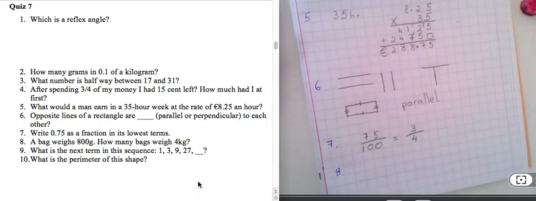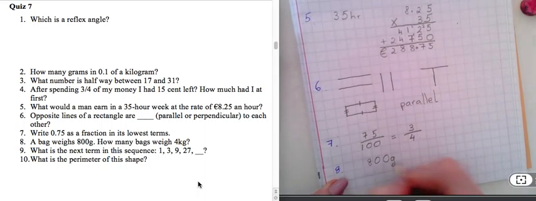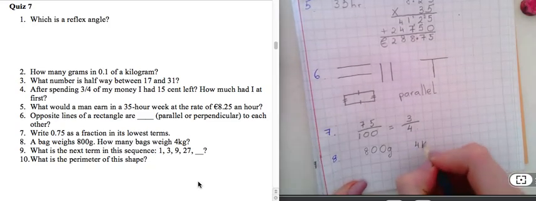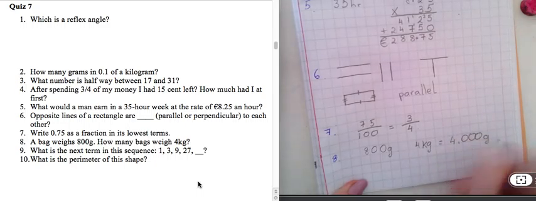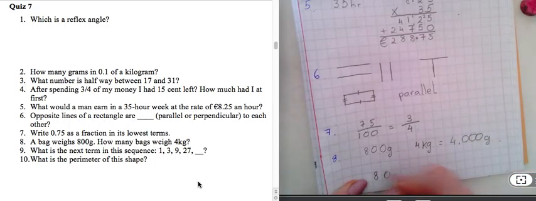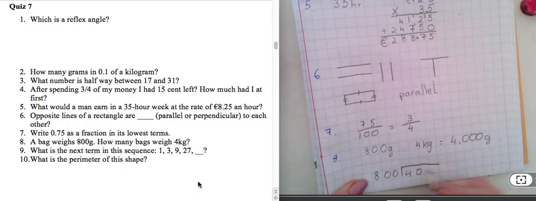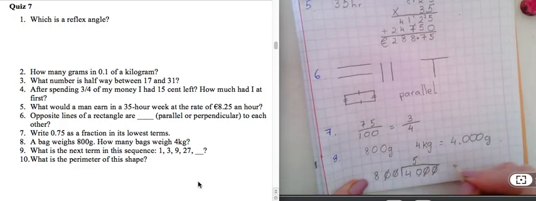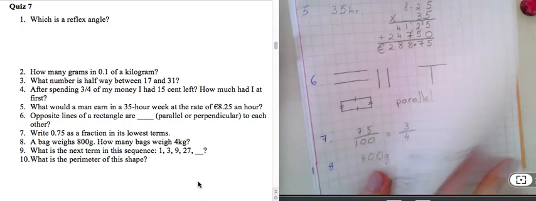Question 8. A bag weighs 800 grams. How many bags weigh 4 kilograms? And we know that 4 kilograms, we can write that as 4,000 grams. So really what they're asking us is how many 800s are in 4,000. So I can immediately knock away my zeros, and I know that 8 goes into 40 5 times, which means 5 bags is my answer. Question 9.